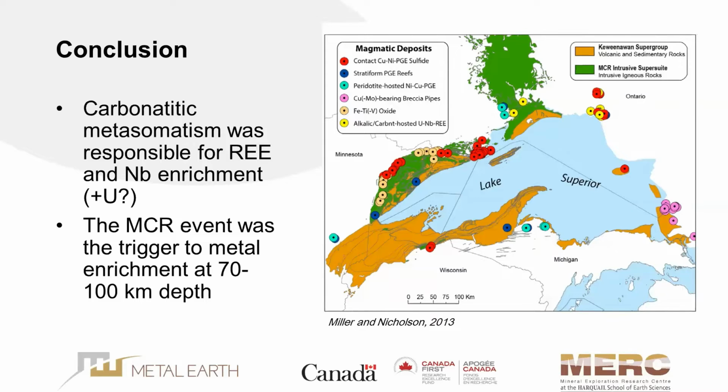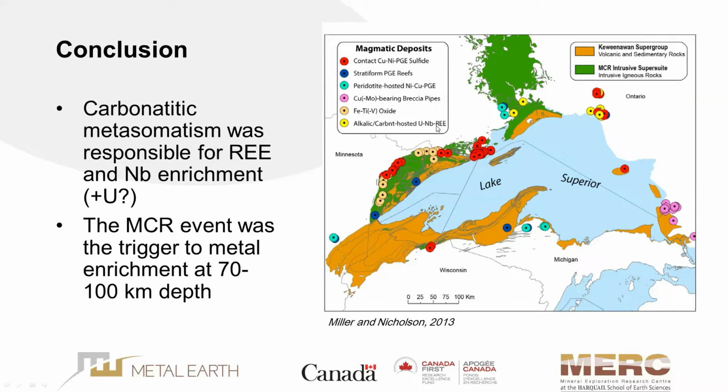So in conclusion, we can see that there is some metasomatism defined as carbonatitic that is responsible for rare earths and niobium enrichment. Maybe uranium is not directly linked, but we know from the literature that in the Lake Superior area specifically, you can see the yellow dots, there are deposits that are known to have uranium, niobium, and rare earth elements.